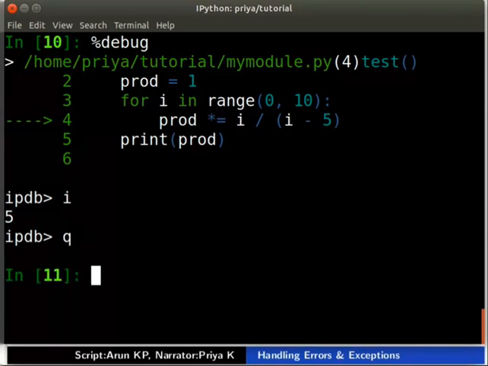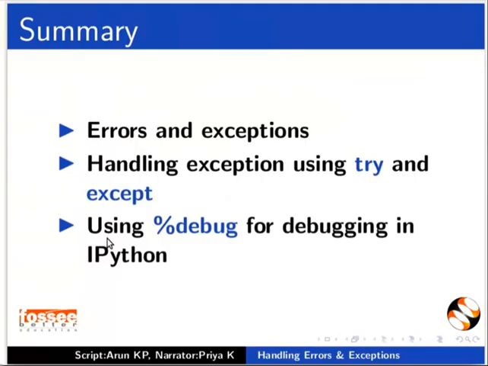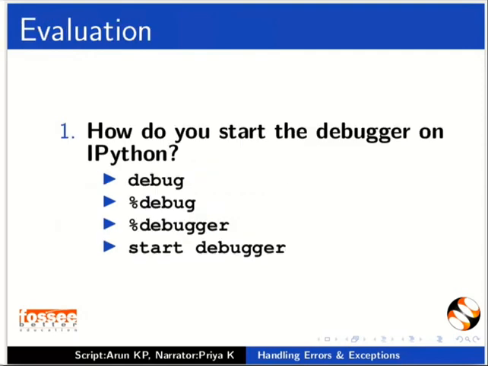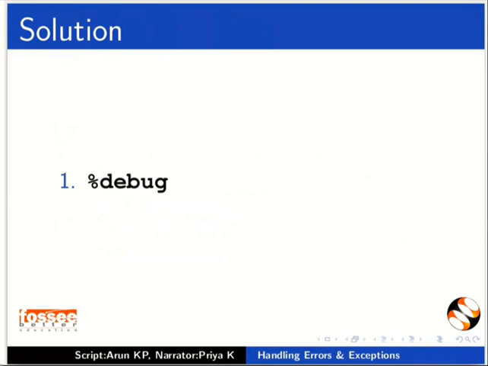This brings us to the end of this tutorial. Let us summarize. In this tutorial, we have learnt about errors and exceptions, handling exceptions using try and except, using %debug for debugging in IPython. Here is a self-assessment question for you to solve. How do you start the debugger on IPython? And the answer: we start the debugger on IPython by saying %debug.